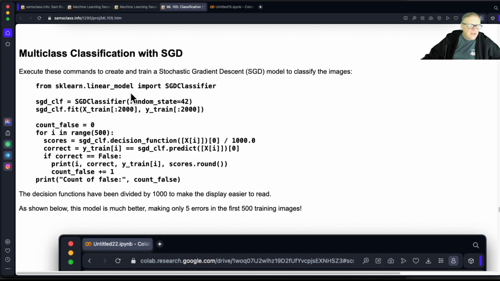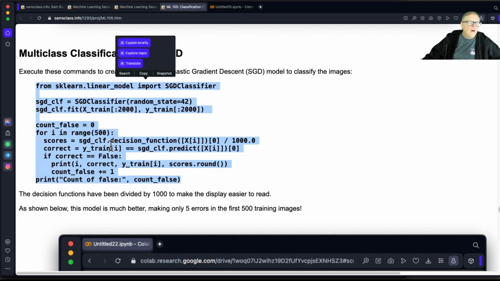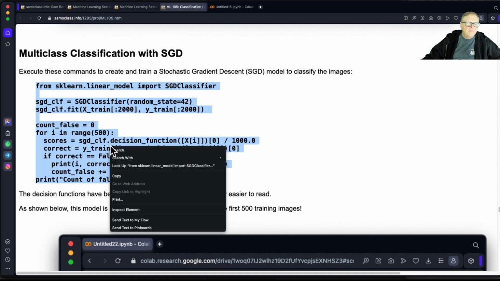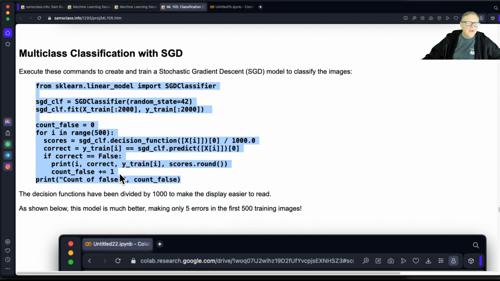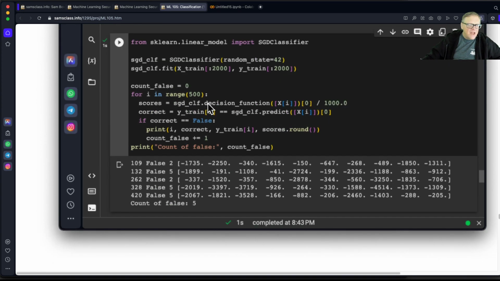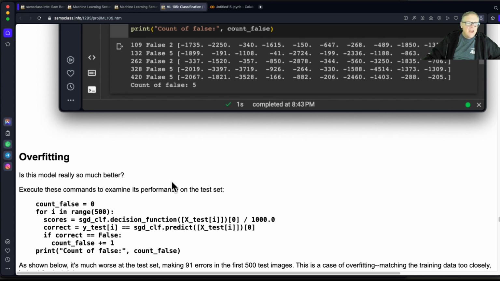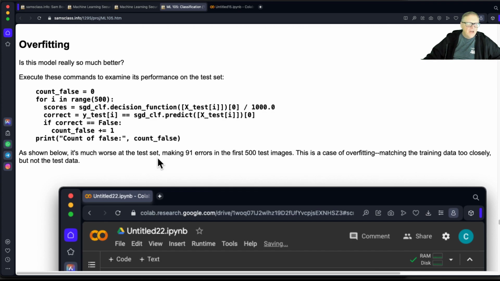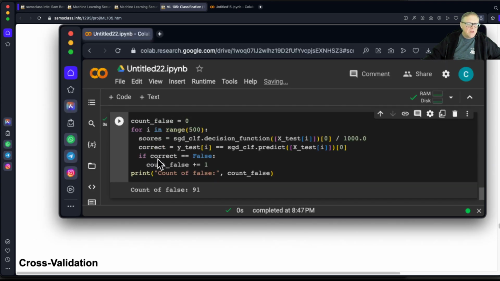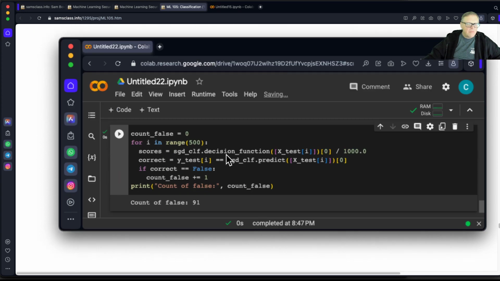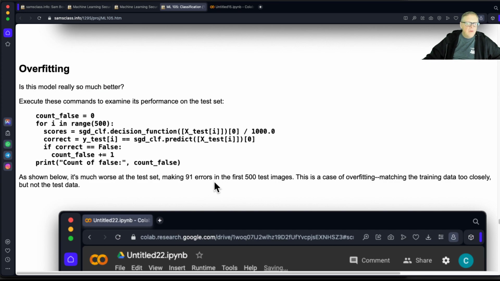And we can train a model with stochastic gradient descent in multi-class classification. This is a way to do it where I think we're using just one model, although I'm not quite sure. Anyway, if you do that one, you get another one of these outputs. And here we're going to do overfitting. It does much worse on the test set.